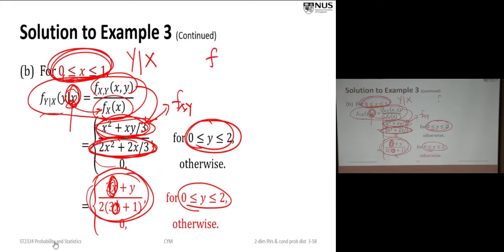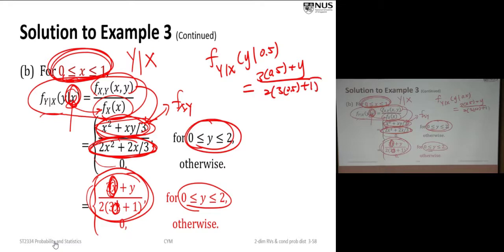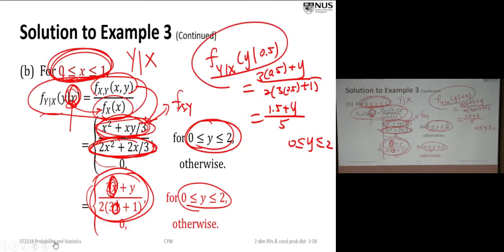So in other words, if I want to know when x equals 0.5, how does the random variable behave? Then this is equal to 3x, right? 3 times 0.5 plus y, over 2 times 3 times 0.5 plus 1. So it's 1.5 plus y, 1.5, 2.5, so it's 5. Am I right? For y between 0 and 2. So this is how the f behaves when x equals 0.5.